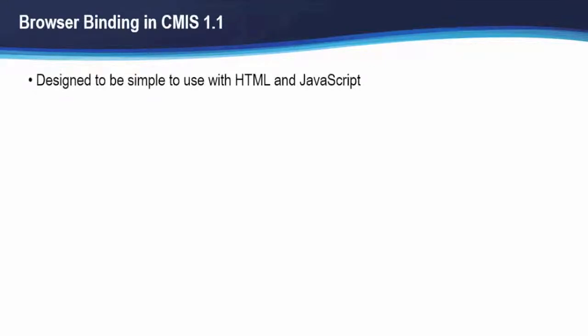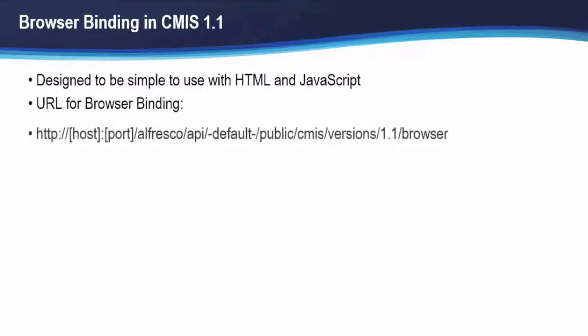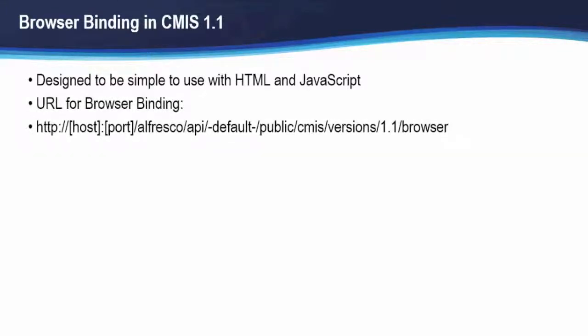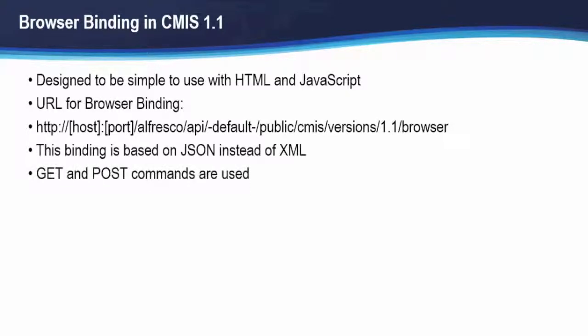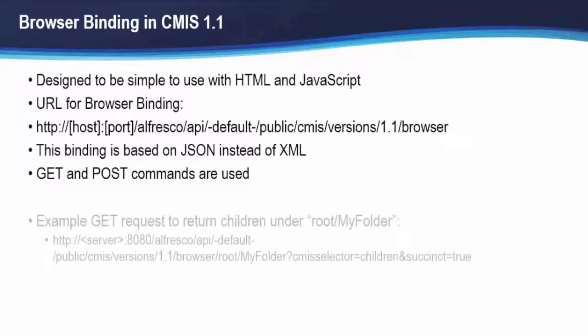In addition to updates to the URL for AtomPub binding, there's a whole new binding provided with CMIS 1.1. This is the browser binding. It's designed to be simple to use with HTML and JavaScript. The URL looks very similar to the AtomPub binding, but notice that at the end it ends in browser instead of Atom. Responses are JSON instead of XML, and you can use get and post commands.